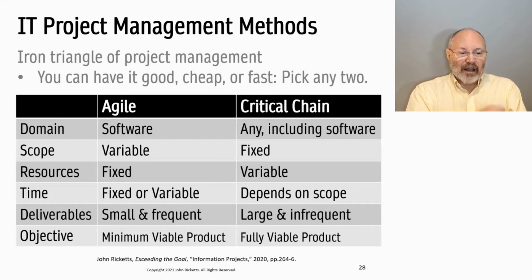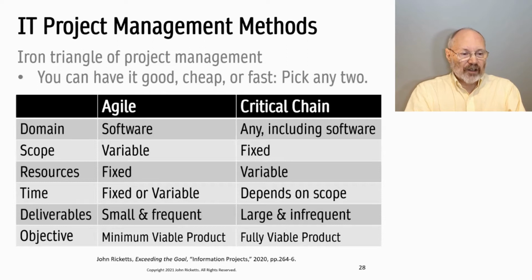And I tee that up as a lead into this slide because I'm going to compare Agile with a method that comes from Constraint Management called Critical Chain. So this is going to be a very rudimentary, but I hope enlightening, introduction to Critical Chain as another tool that IT developers can have in their toolkit. And what you'll see is that it has a different philosophy with respect to the iron triangle of project management.